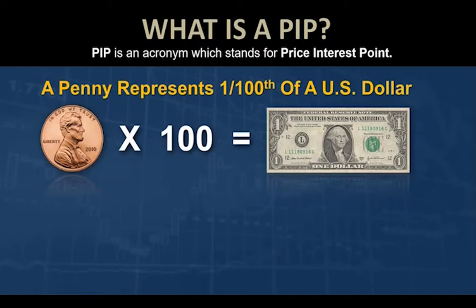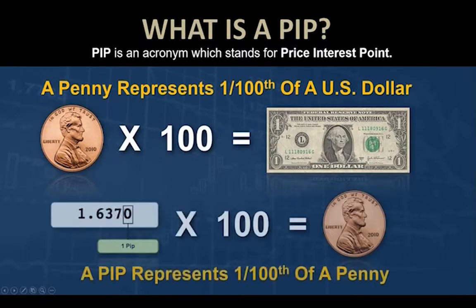One more quick thing we need to know before we go into the charts. You need to know what a PIP is. Now, PIP, it's an acronym. It stands for price interest point. So let me just very quickly break this down in the simplest of terms. I'm sure most of you here in the room today, almost 200 of you, probably already know that there are 100 pennies in a US dollar. And a penny represents 1/100th of a US dollar.